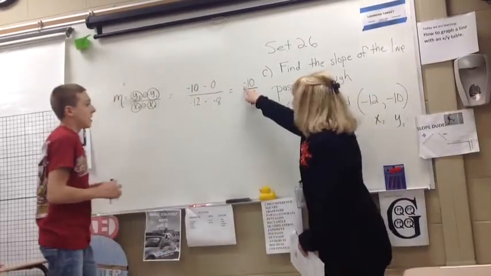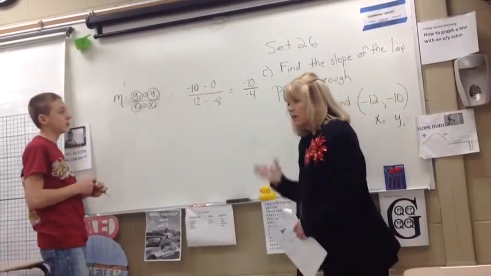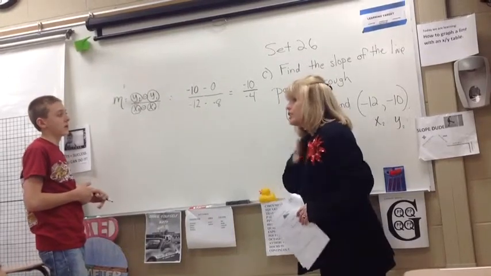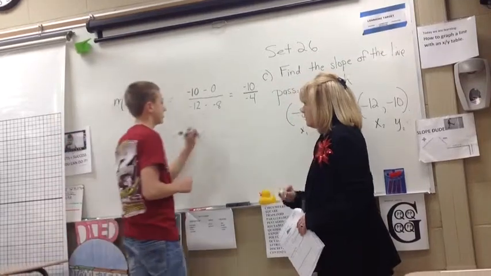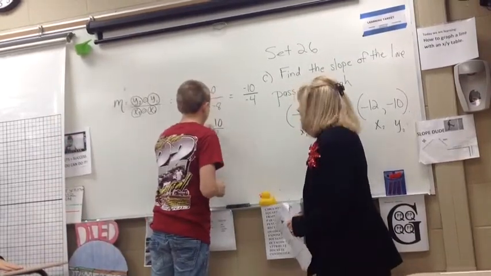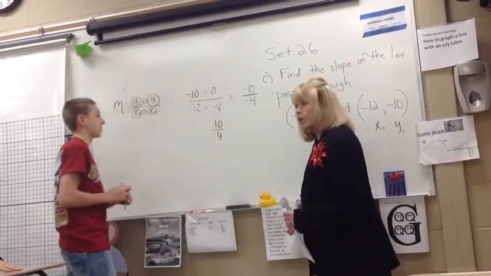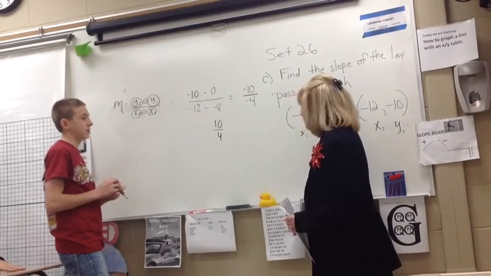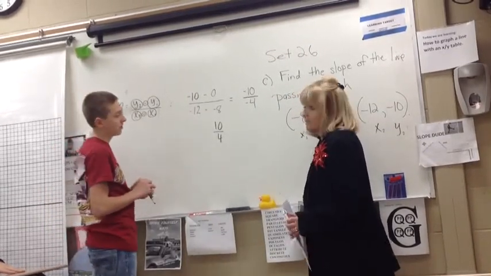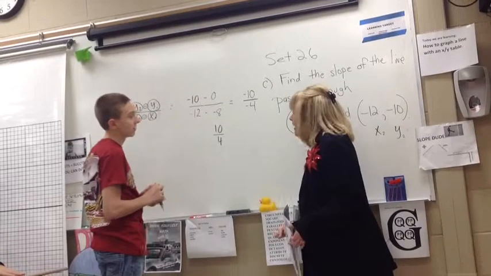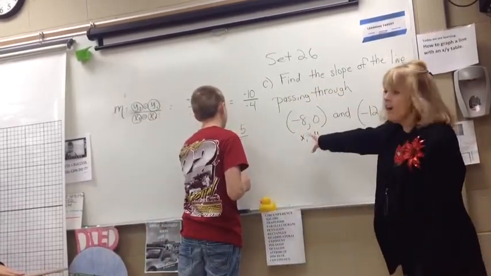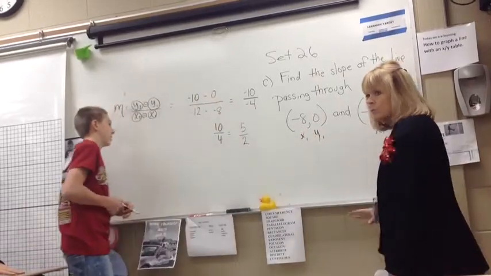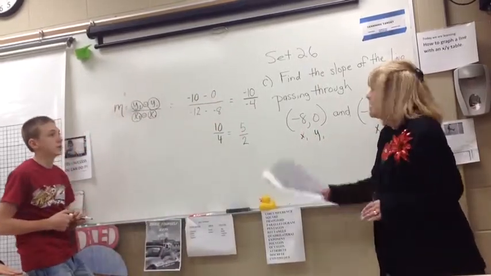Now, a negative divided by a negative equals a positive. So our answer is going to be positive. So put 10 over 4. It becomes positive 10 over 4. Now we have to simplify it. Divide by 2, divide by 2, what do you get? 5 over 2. Equals 5 over 2. That's the slope of the line that would pass through those 2 points. That's how you do that one.